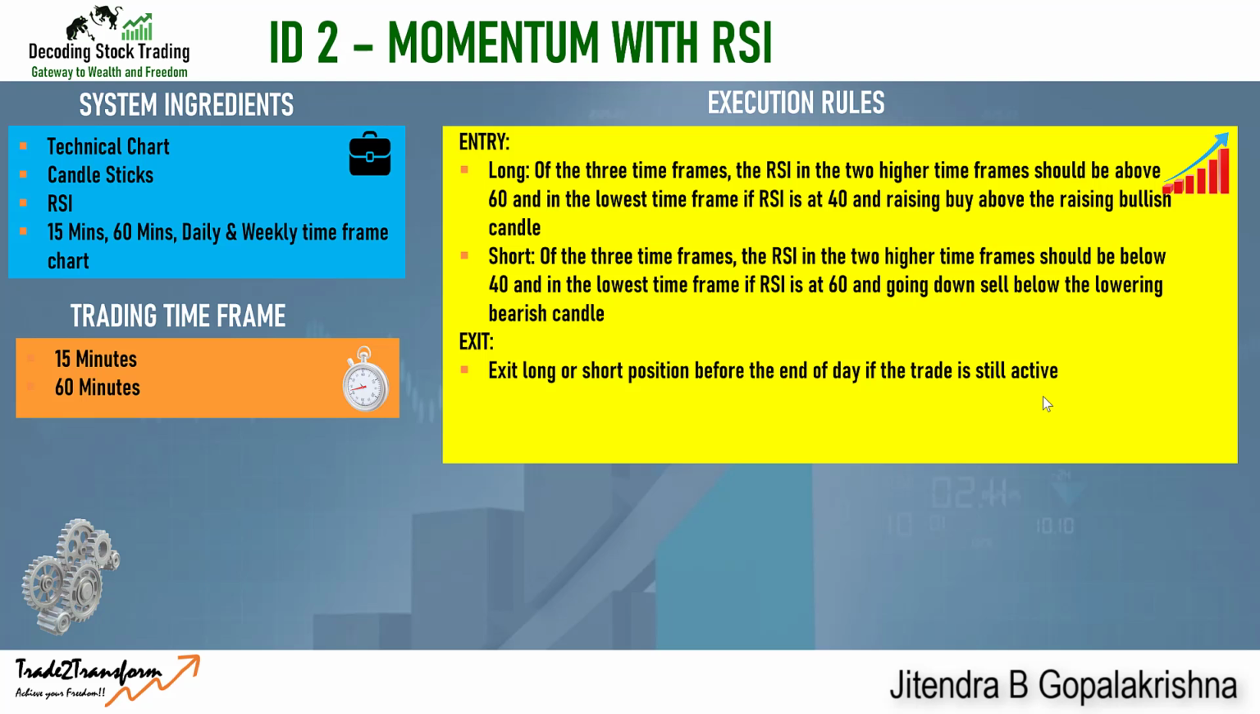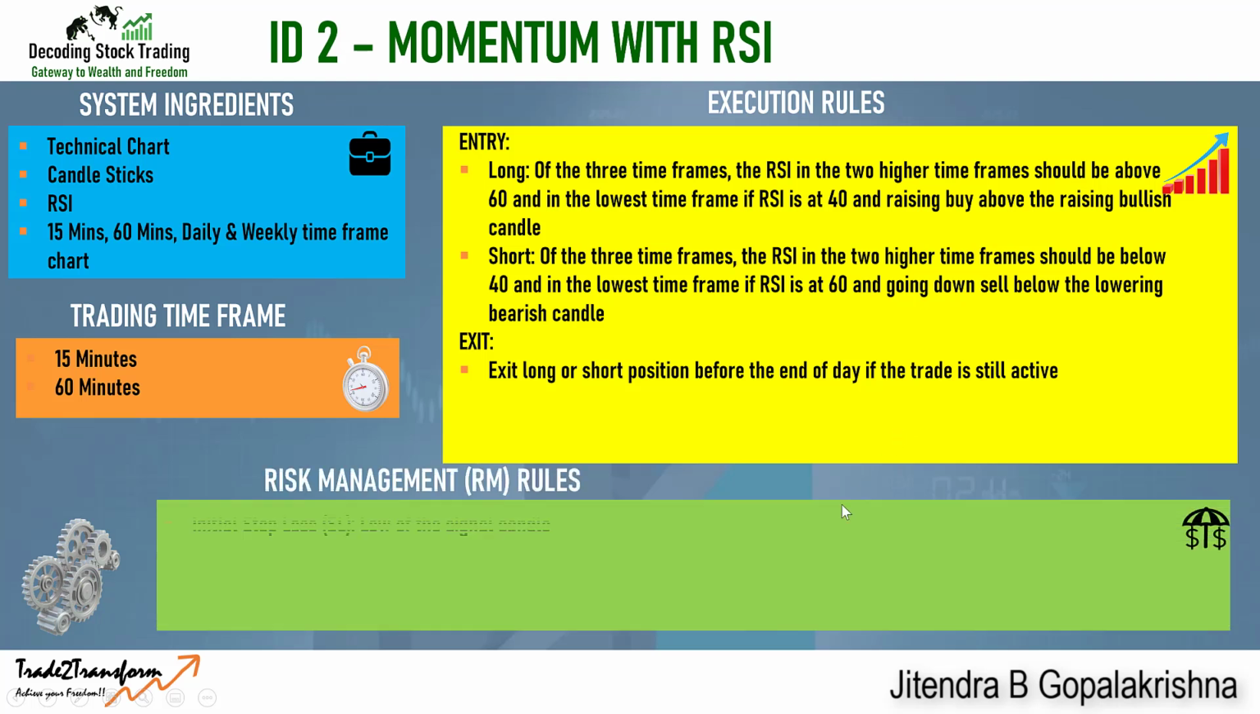Sometimes if you get this opportunity after 2 o'clock, or 2:30, or around 3 o'clock, you can do a BTST or STBT, which means you can take this trade and carry forward to the next day, and based on how things happen the next day, you can square off your position. So that's an advantage of the 1 hour time frame. You can really do BTST. So that is what the exits are.